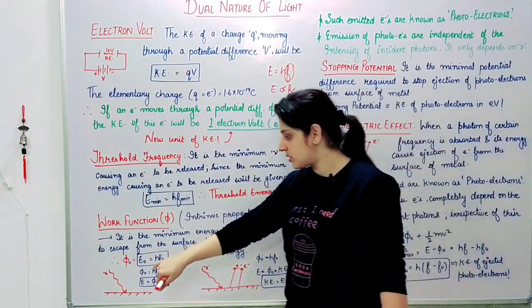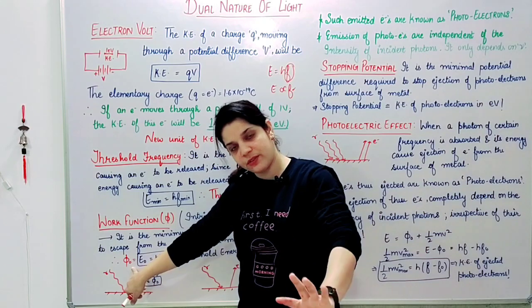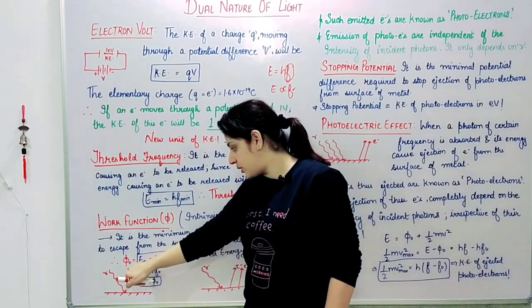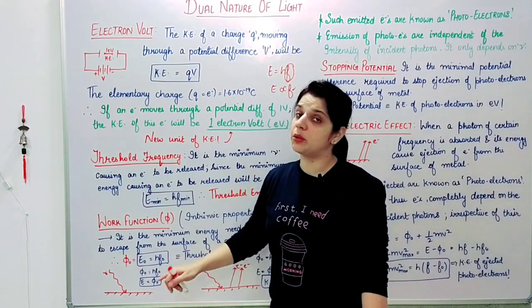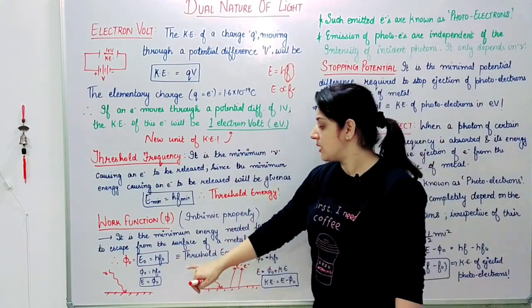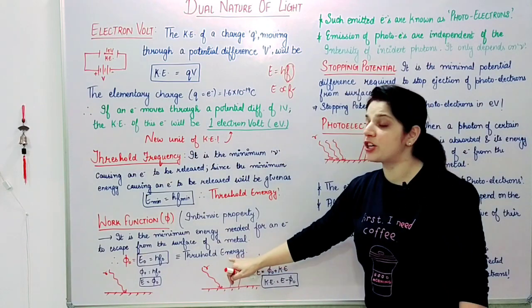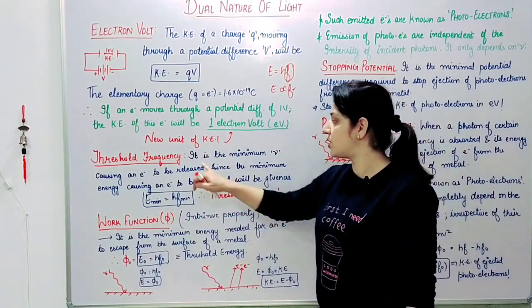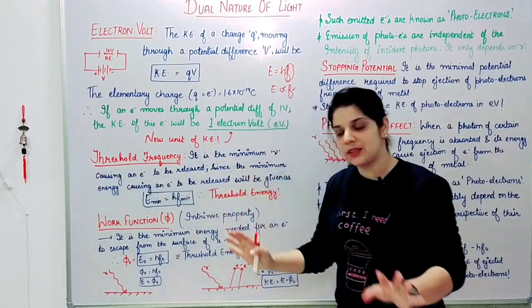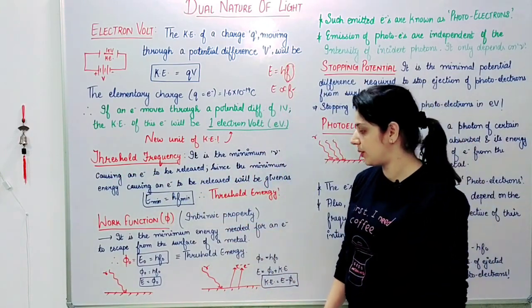Now work function, since it is constant for every element or sample, I'll say phi naught will be equal to E naught, and again in terms of frequency it will be h f naught. This will be the threshold energy. Work function, threshold energy, threshold frequency: one and the same thing, just the names are different.